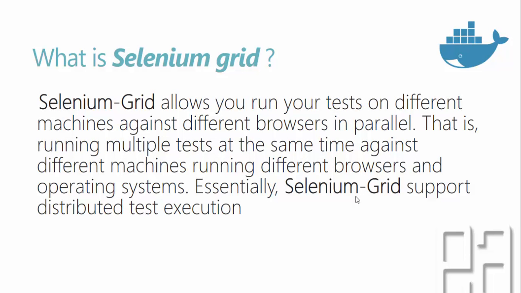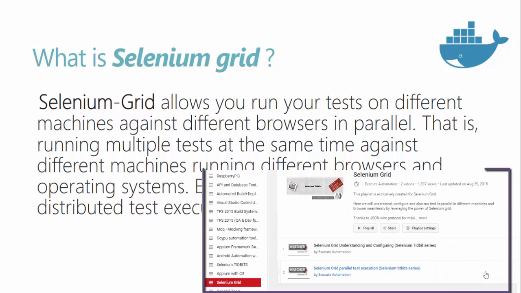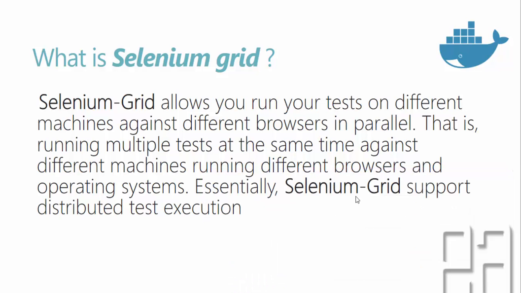What is Selenium Grid? Selenium Grid allows you to run your tests on different machines against different browsers in parallel. That is, running multiple tests at the same time against different machines running different browsers and operating systems. Essentially, Selenium Grid supports distributed test execution. So that's what Selenium Grid is all about. We discuss Selenium Grid a lot in our Execute Automation channel, while running Selenium Grid on virtual machines and also running Selenium Grid on a Raspberry Pi. So we discuss a lot of things about Selenium Grid. In this particular video series, we are going to work with Selenium Grid execution on a Docker container.